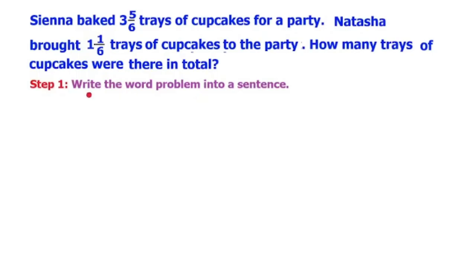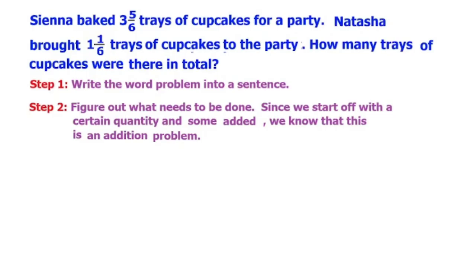So the first step is to write the word problem into a sentence. What you need to do is figure out what needs to be done. And since we start off with a certain quantity and some is added, we know that this is an addition problem. So this is how the word problem is written into a sentence. We started off with 3 5/6 trays of cupcakes, and then we added 1 1/6 trays of cupcakes.